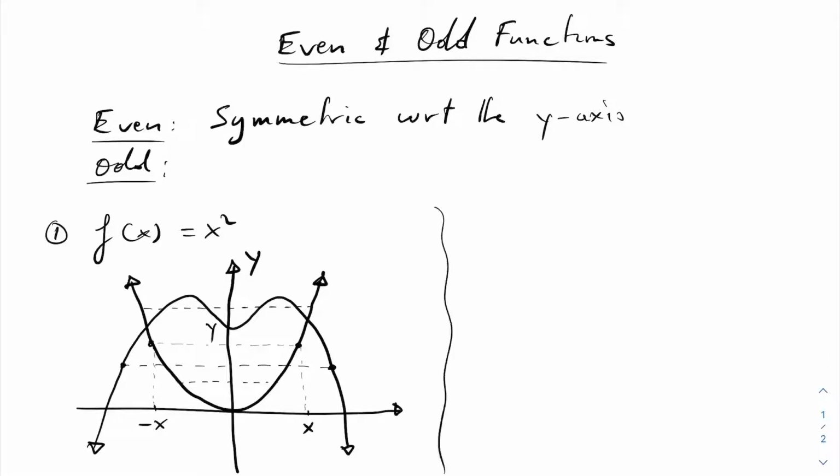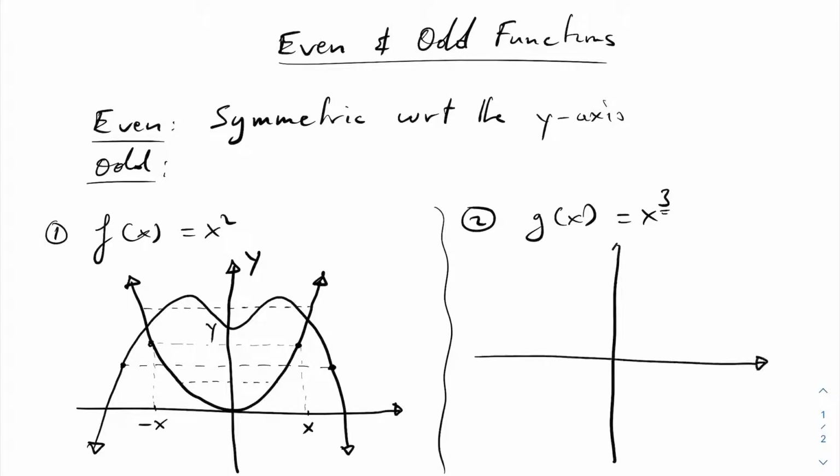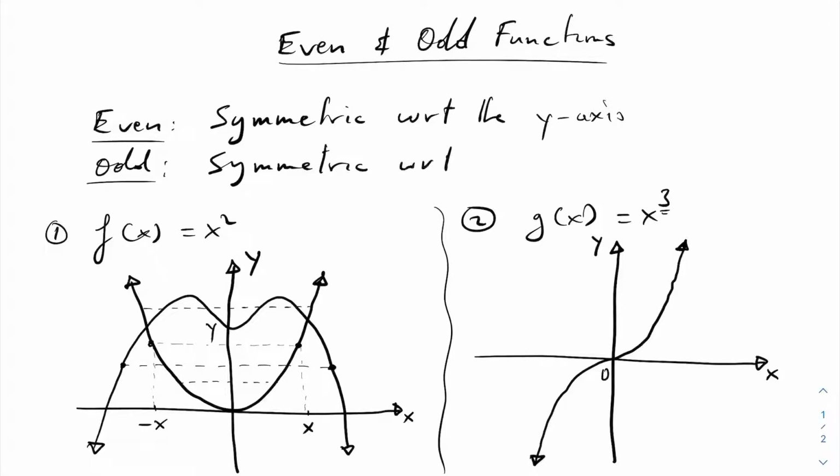For odd functions, we figured out that basic functions like x to the power of 3, which is x raised to the power of an odd number, happen to be odd functions. If I show you the graph of x to the power of 3 here, this is what it would look like. It would look like a curved line going through the origin. To figure out graphically if a graph represents an odd function, all you have to determine is whether or not the graph is symmetric with respect to the origin.